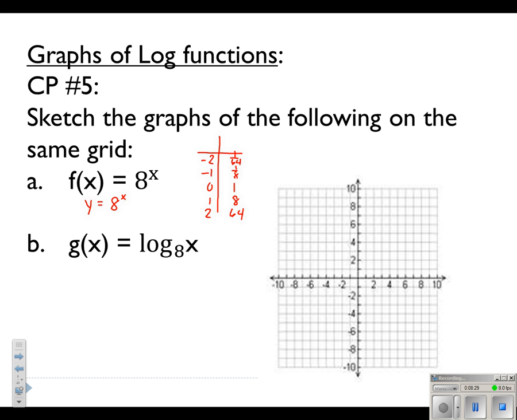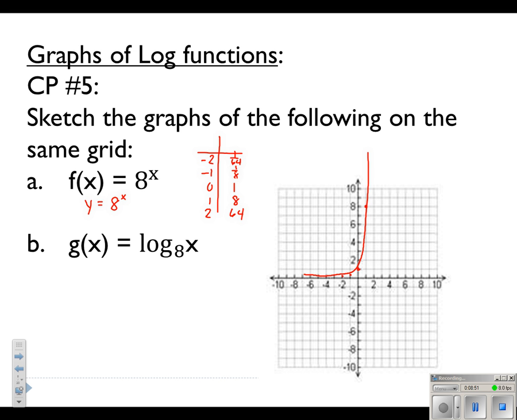At negative 2, we barely move off the axis. At negative 1, we still don't go very far, but a little bit higher. And then 0, 1 is our intercept on the y-axis. And then 1, 8. And of course the other one's going to shoot right off. So here's our curve for 8 to the x power.